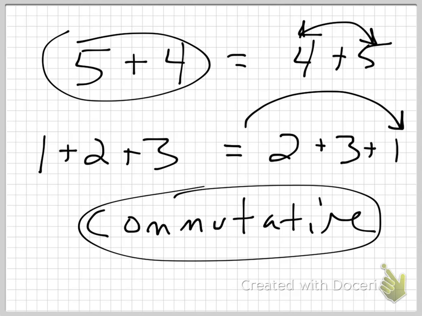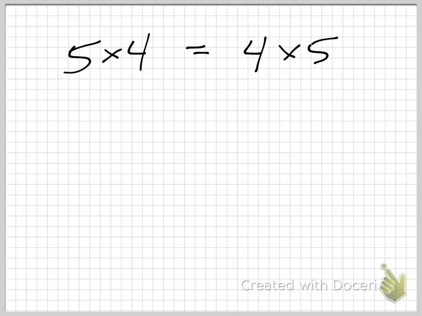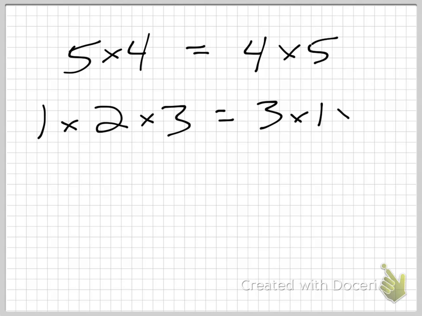It's the same thing for the commutative property of multiplication. What is 5 times 4? 20. What is 4 times 5? Can you commute multiplications too? Right? What is 1 times 2 times 3? 6. What is 3 times 1 times 2? Just mix them around. Still 6. Agreed? You just move them around.